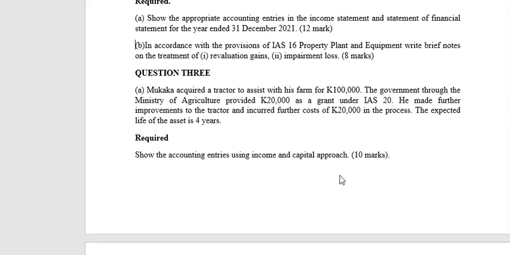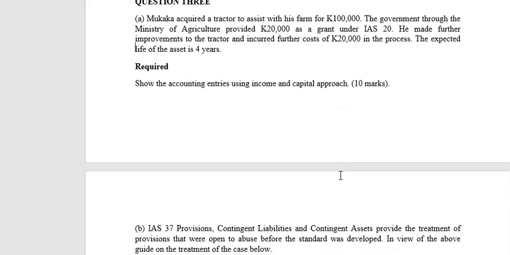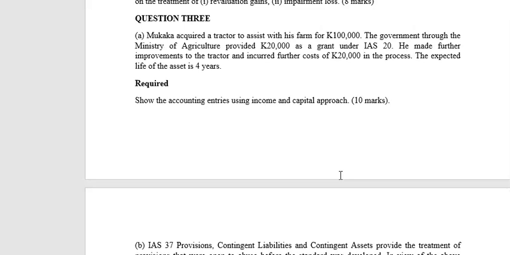Today I'll be answering a question on IAS 20, Government Grants, in Financial Reporting. For those taking financial reporting, let's see how we easily handle International Accounting Standard number 20. What's most important is to understand the guidance of the standard on how to show appropriate accounting entries using the income and capital approach. This is key.